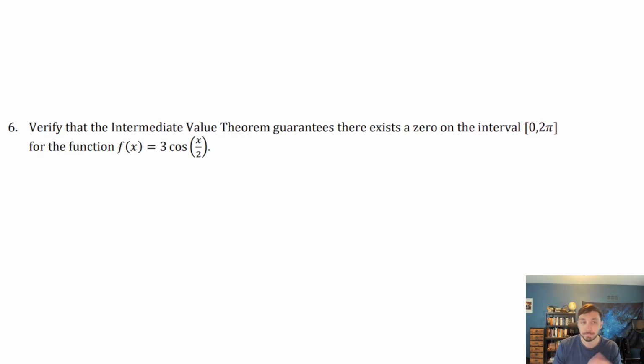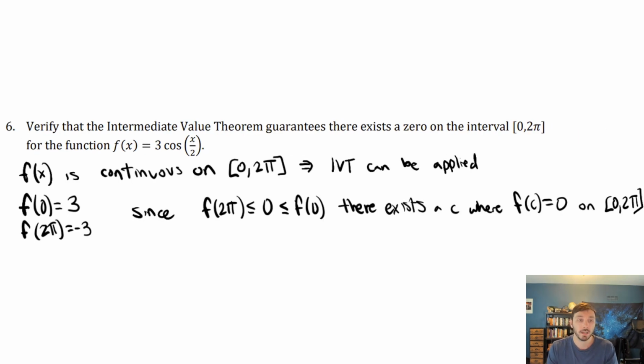So 3, 2, 1. If you look at this one, trig functions are continuous. Trig functions that are sine and cosine. Tangent, you got to be careful of. Actually, all the other ones you have to be careful of. But just do that soft check on continuity. Cosine's fine from 0 to 2 pi. IVT can be applied. If you plug in 0, you get 3. If you plug in 2 pi, you get -3. So is 0 somewhere in between -3 and 3? Of course it is. So therefore, there exists some c.